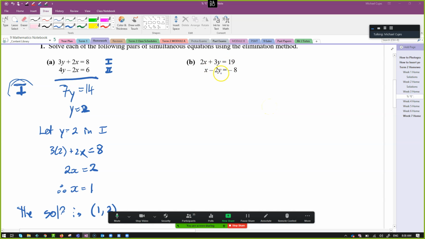I want to do elimination, but they're not set up nicely for elimination here, are they? I've got 2x plus 3y, and I've got x minus 2y. It's up to you how you want to go ahead and get these to eliminate. Rather than changing two equations, if I just change the x to 2x, I'm only going to need to change one equation. So I'm going to leave the first equation alone.